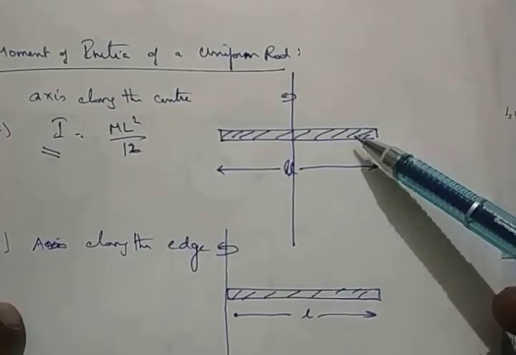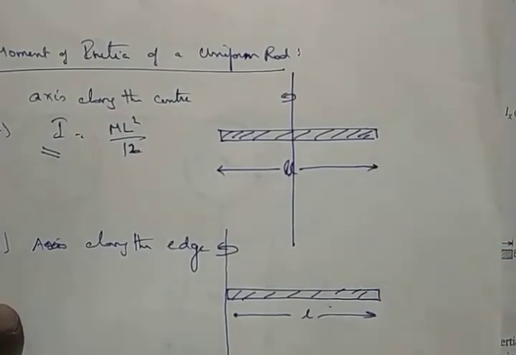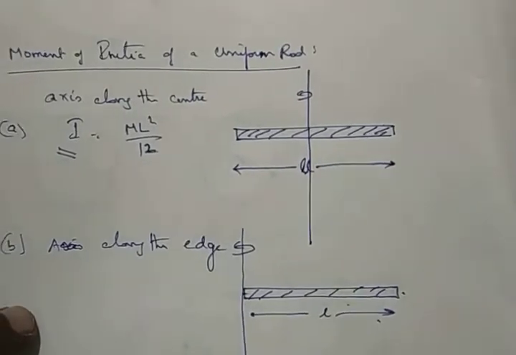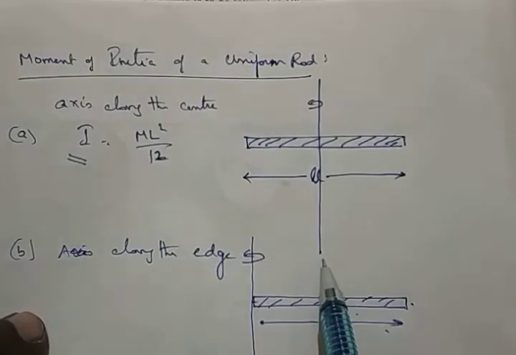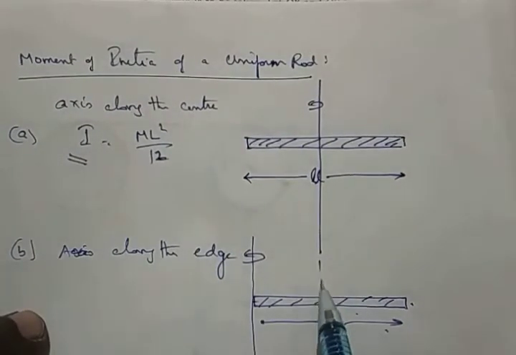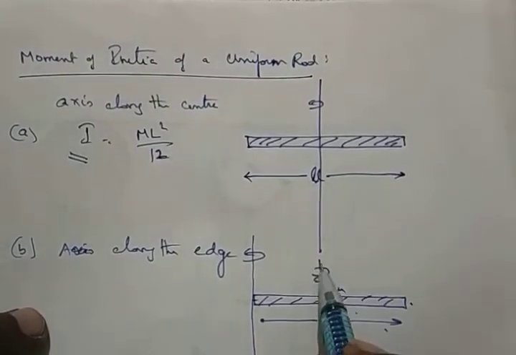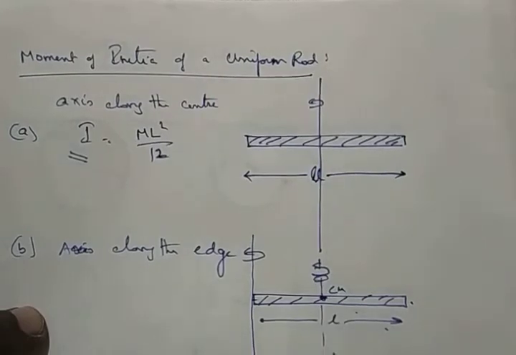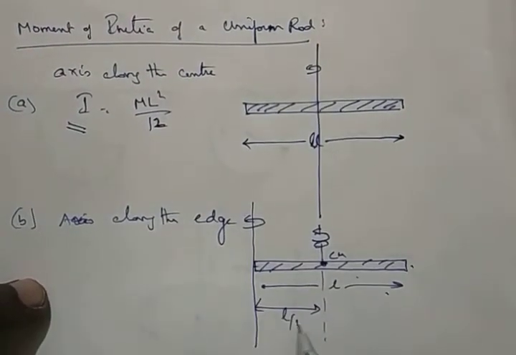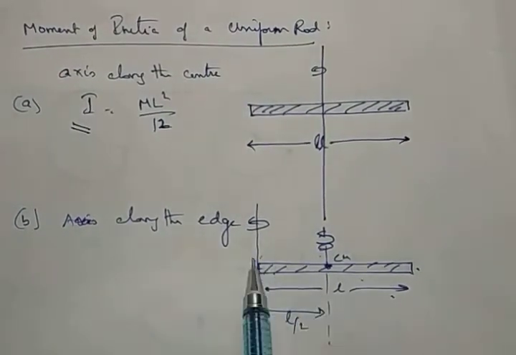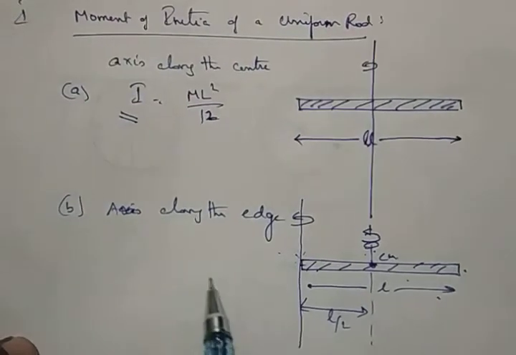This will have more moment of inertia. Already I said, more the distance from the axis of rotation, more will be the moment of inertia of this one. But now we need to find out how much this moment of inertia is. This is the center of mass, we already know this one. And this distance is L by 2. Now it looks to us like a parallel axis theorem. You can use the parallel axis theorem and find out.